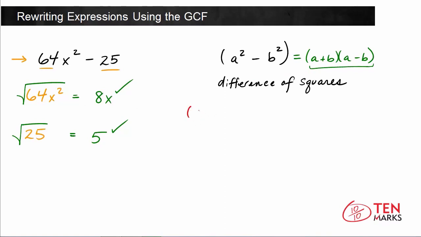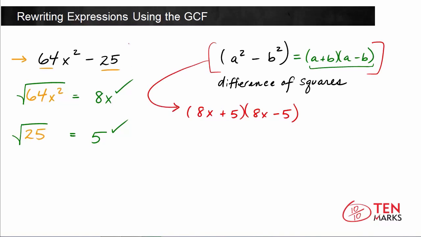You want a plus b. So you're going to have 8x plus 5. And in the second parentheses, you want to have a minus b. So you'll have 8x minus 5. And this is how we take the difference of squares, general formula here, not really formula, but form, and we can factor the binomial that we were given.